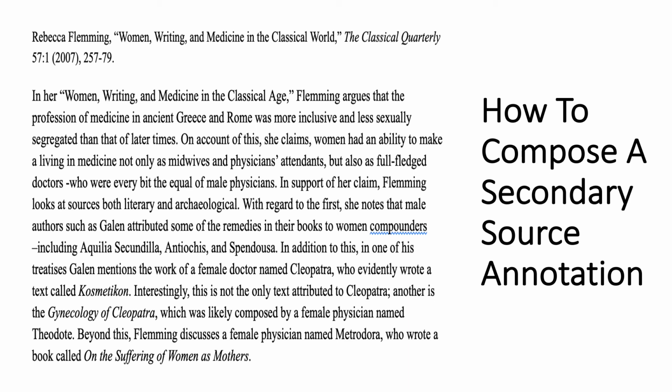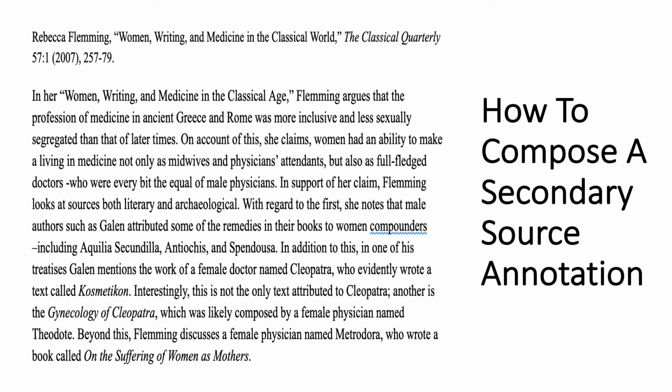So, how do we actually produce these annotations and what should go into them? I'm going to talk about secondary and primary source annotations separately because these are very different things and the requirements for each of them are different. And we'll start with secondary source annotations.